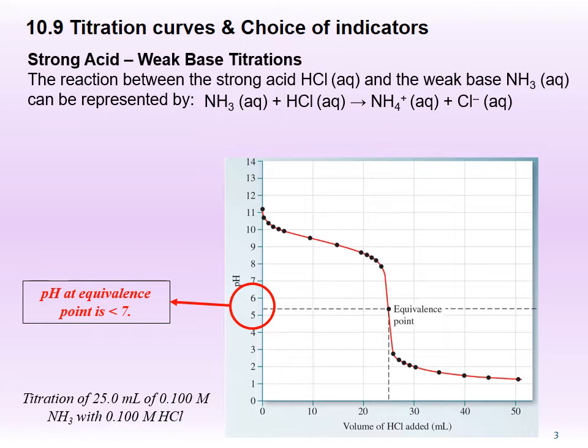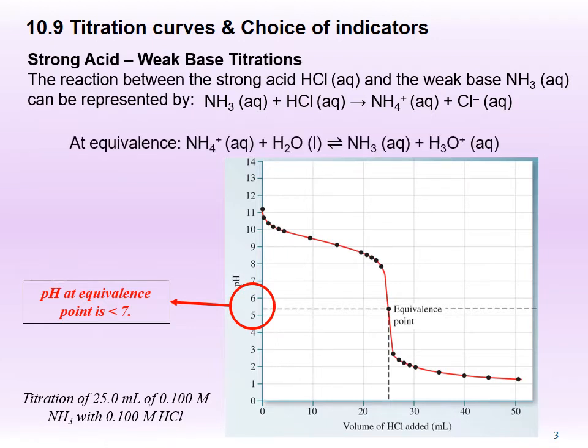Why is the equivalence point at 5.5 and not 7? At equivalence, another reaction occurs. It is the ionization of the ammonium cation in water. It is also called the hydrolysis of salt. Ammonium cation is formed from the earlier neutralization reaction.